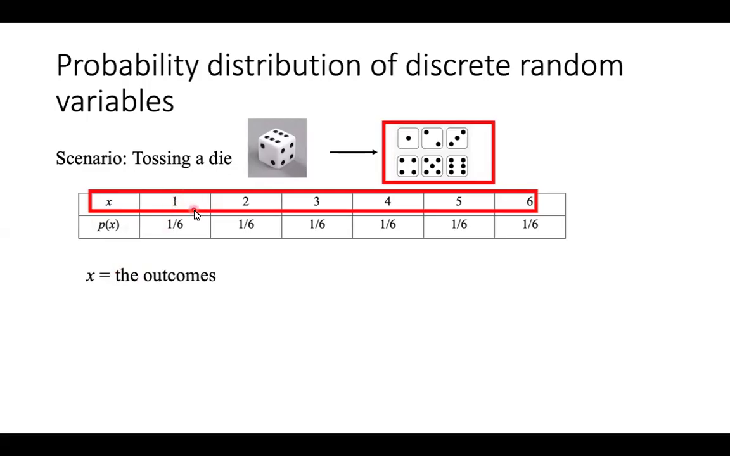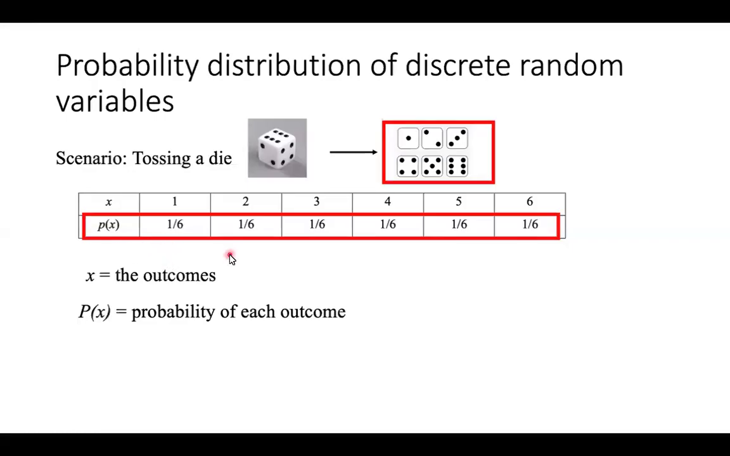So for 1 in here, we see a 1 dot. For 2, there are 2 dots. For 3, there are 3 dots, and so on and so forth. And the probability is the chance of getting each outcome. So there's a 1/6 chance to get each of these outcomes.